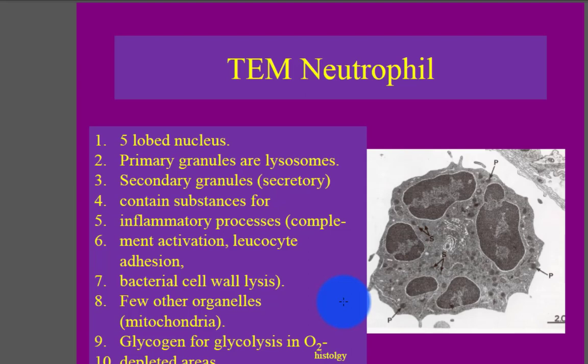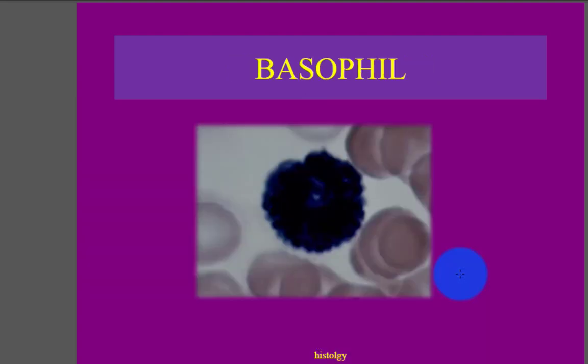Neutrophil with 5 lobes under electron microscope: primary granules and lysosomes. Secondary granules are secretory and contain substances for the inflammatory process: complement activation, leukocyte adhesion, bacterial cell wall lysis. There are few other organelles, some mitochondria, and glycogen for glycolysis in oxygen-poor areas.